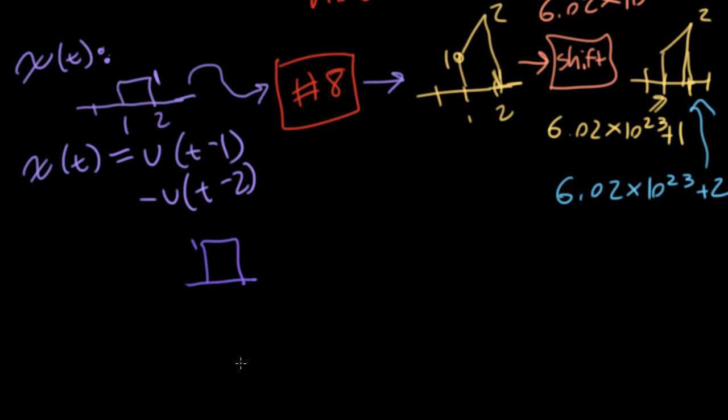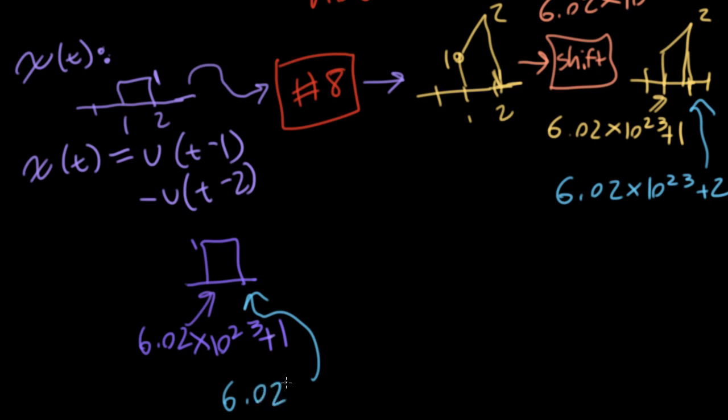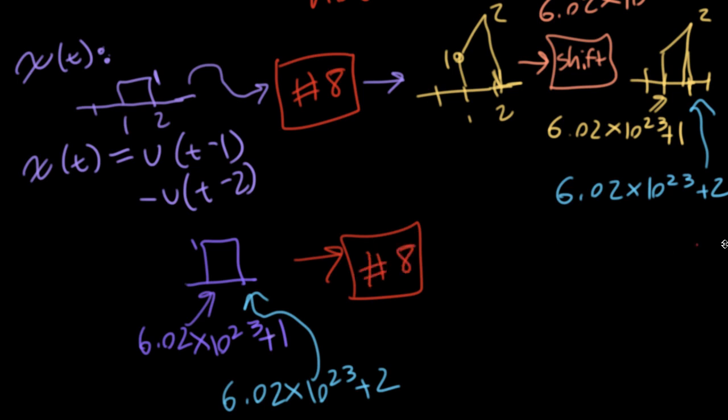So here I still have a function of height 1, and this guy over here is going to be 6.02 times 10 to the 23rd plus 1. Sorry, I was being overly ambitious when making up this example. All right, and it's going to be over here at 6.02 times 10 to the 23rd plus 2. Great. Now let's run it through the system. And when I run through the system, remember what the system does. The system takes our function and multiplies it by t.